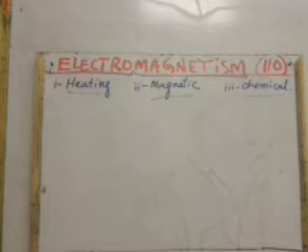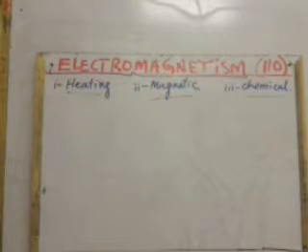What is meant by heating effect? When a current is flowing in a wire, the wire gets hot. It is because of the resistance of the wire. And according to Joule's heating law, the lost energy of electricity is converted into heat energy finally.